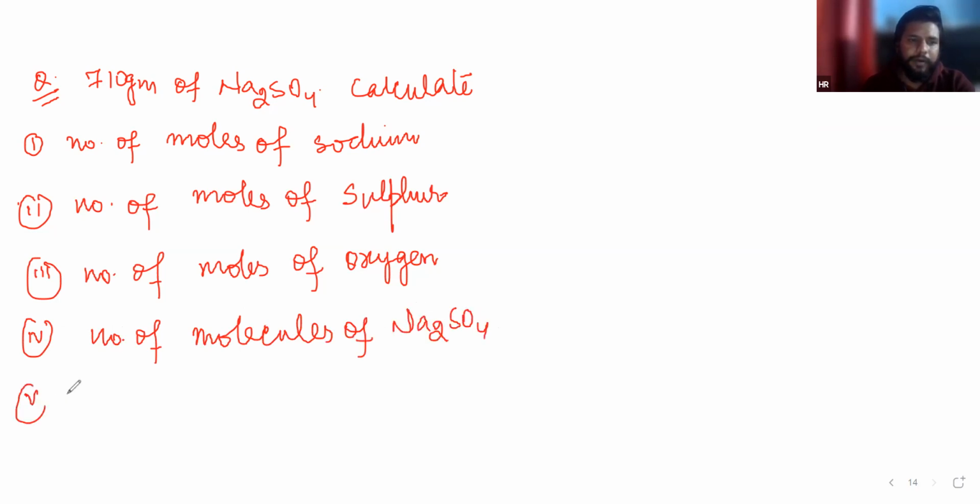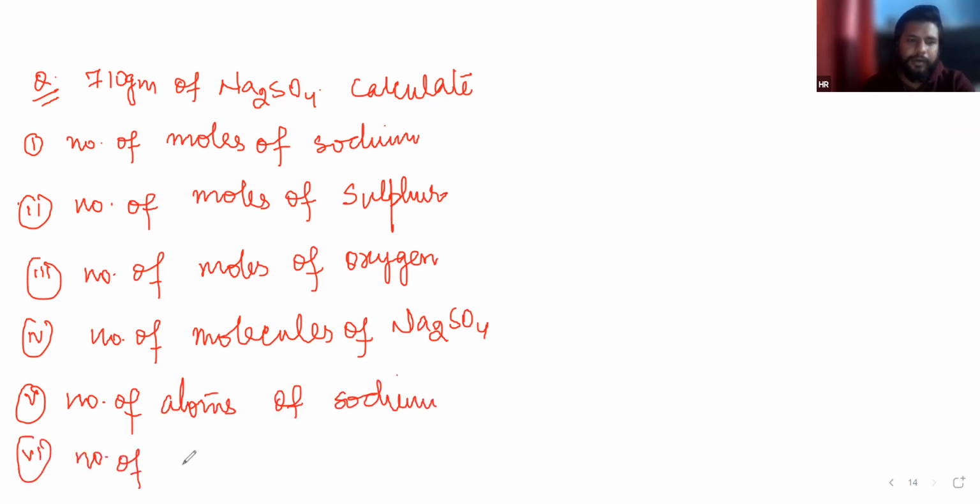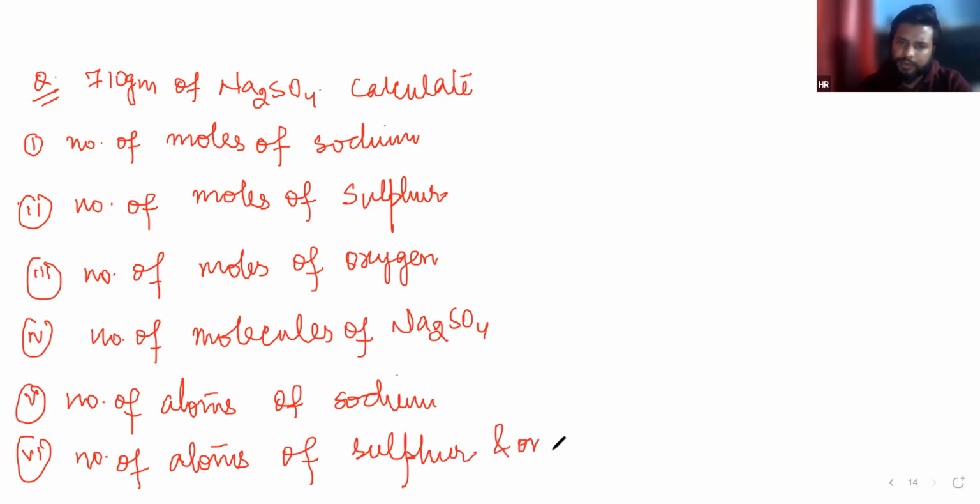Fifth part, the number of atoms of sodium. Sixth part, the number of atoms of sulfur. And I'm not writing the seventh part, I just write oxygen. Number of atoms of sodium, sulfur, and oxygen.